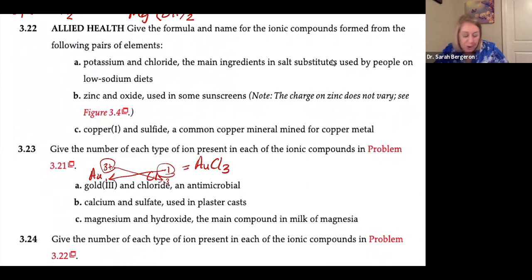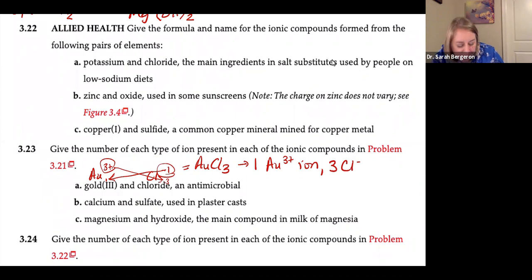Now, give the number and each type of ion present in the ionic compound. So what I know I have is 1 gold 3 plus ion. And what else do I have? I have that subscript 3 tells me I have 3 chloride ions, okay? And you have to be able to go back and forth between the symbol and the name.